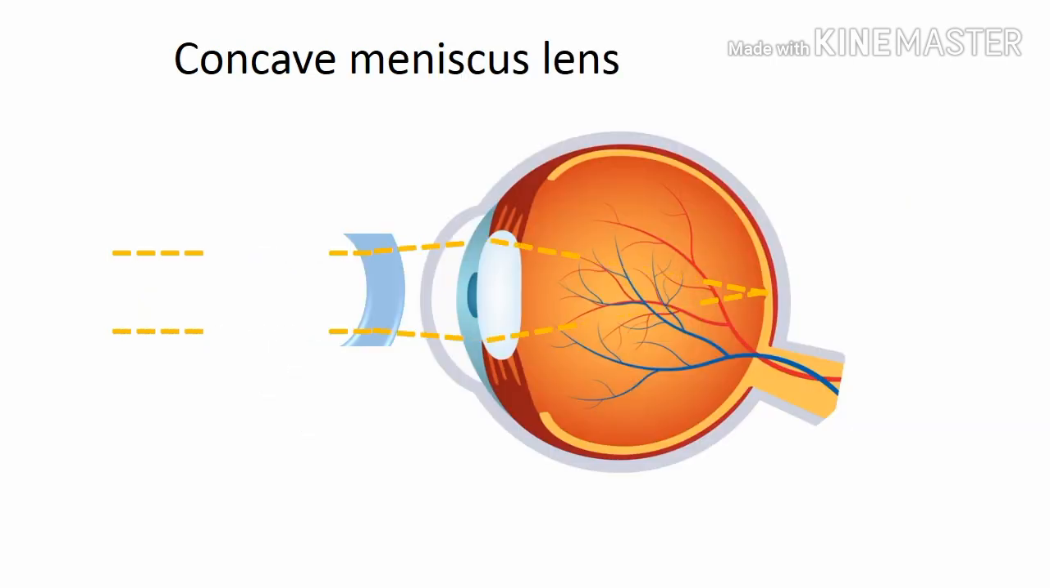This eye defect can be cured using a concave meniscus lens. The rays from the object are diverged through the concave meniscus lens and the eye lens converges them to a point on the retina, which makes the image clear.